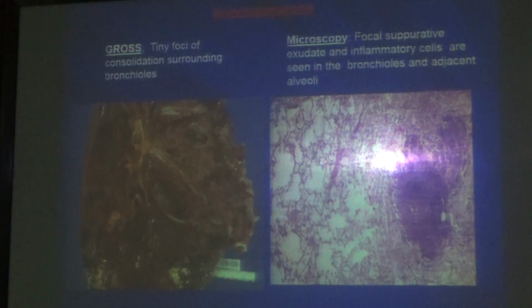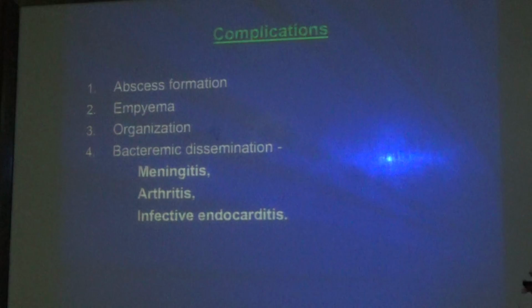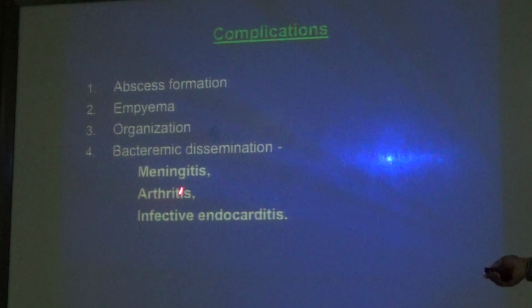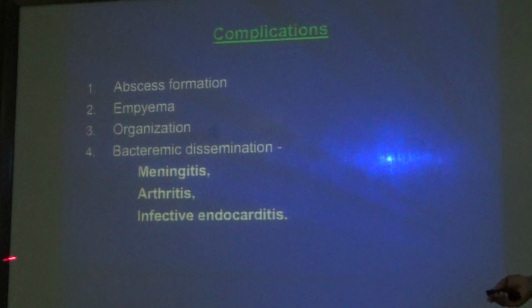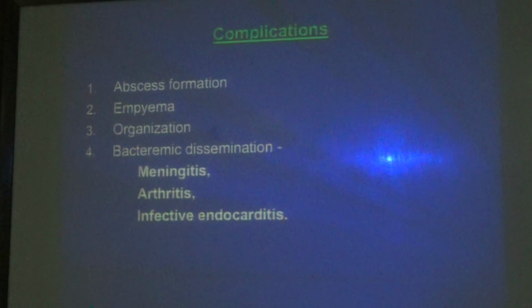It's clear? Yes. Next we will go for complications, such as both bronchopneumonia and lobar pneumonia cause abscess formation, empyema of the gallbladder, organization. Then there is an infection in the lung; it goes to the brain, causes meningitis; it can go to the bone, arthritis; it can go to the heart, causes infective endocarditis. This one you would have studied in your CVS, right?